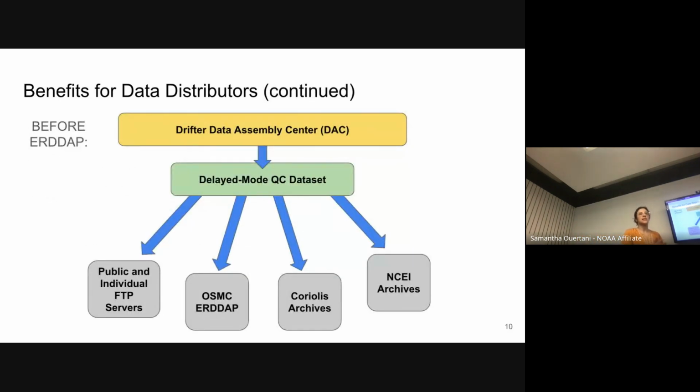Okay, so continuing with the benefits for data distributors, this is a flowchart of what our data distribution looked like before we implemented the ERDDAP server. Here at the top, of course, we start with the Drifter Data Assembly Center. And once we have one data set that is ready to push an update to the public, for example, our hourly QC, SST, and velocity data set, in the past we had to push it to our public FTP server, hosting data and metadata.